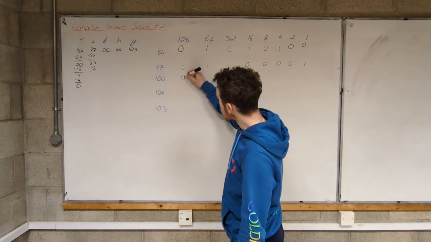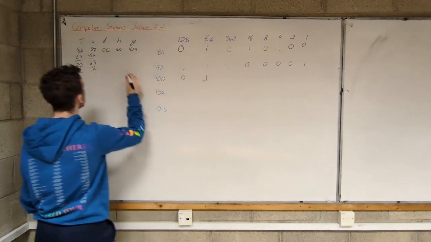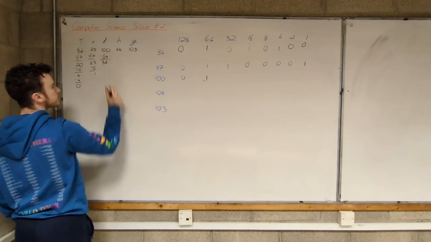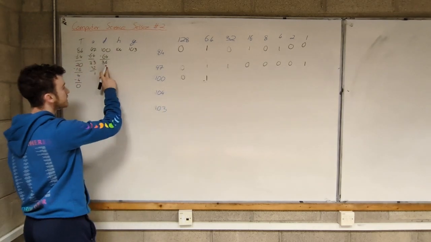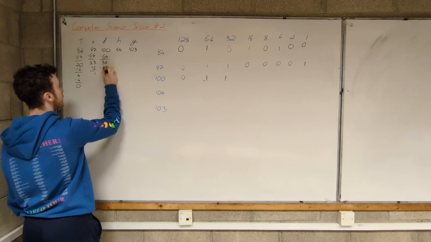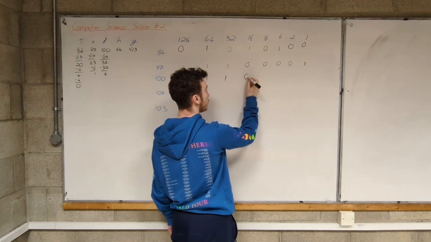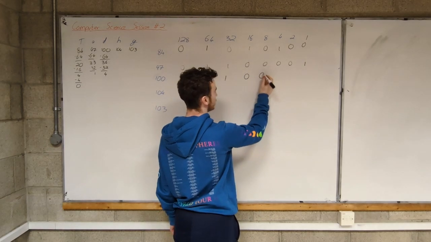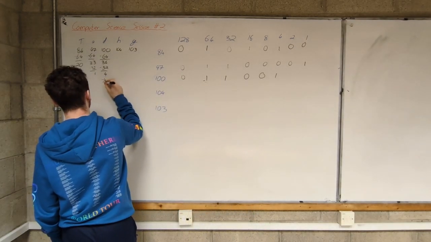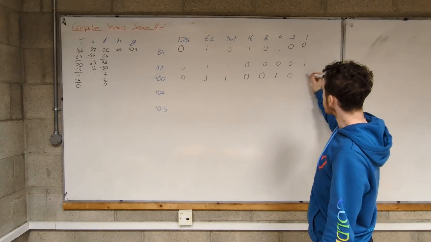128 into 100 does not go. 64 into 100 does go. So that'd be a 1. 100 minus 64 is 36. So 32 into 36 does go. So 36 minus 32 is 4. 16 into 4? Nope. 8 into 4? Nope. 4 into 4? Yes. And 4 minus 4 is 0. So 0 and 0.